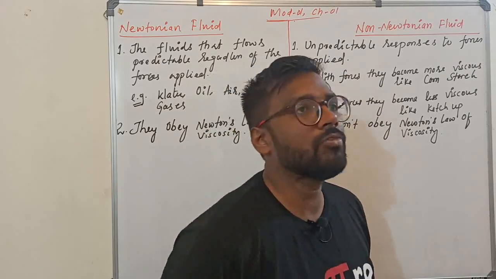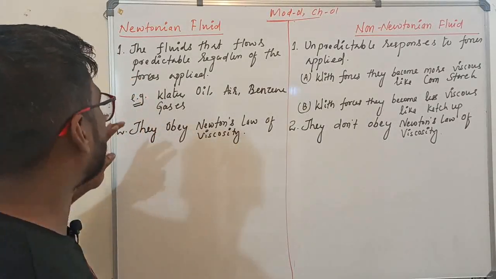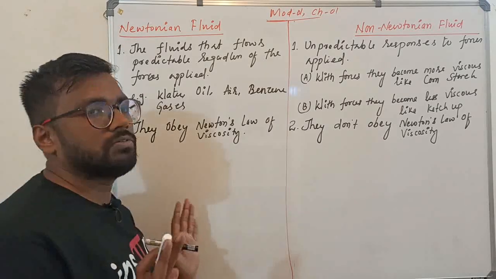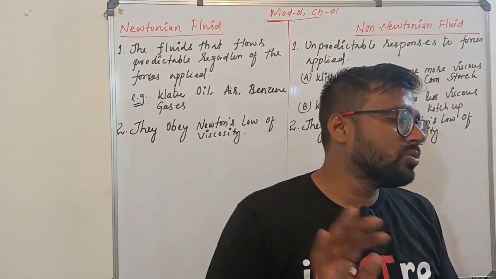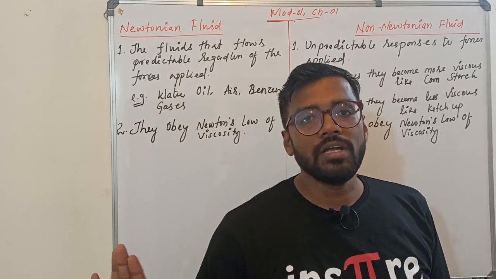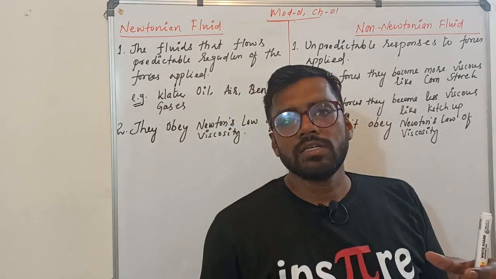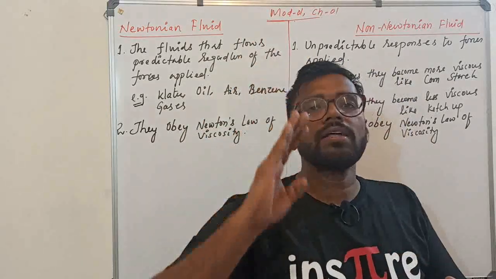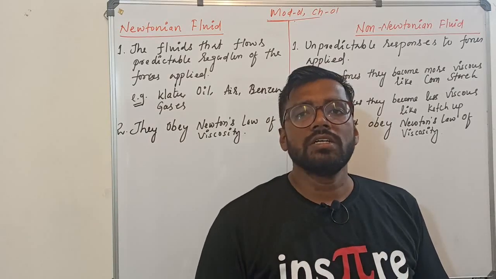Okay, so now we'll go for the difference between Newtonian fluid and non-Newtonian fluid. Newtonian fluid is a fluid that flows predictably regardless of the forces applied. Predictable means what? You apply force, how it flows. If you do not apply force or apply a very small amount of force, it won't change its behavior. Very predictable. For example, water. You take water and just tap gently, you won't find any change in the viscosity. You tap harder, still you won't find any more change in its viscosity. It won't change that much.